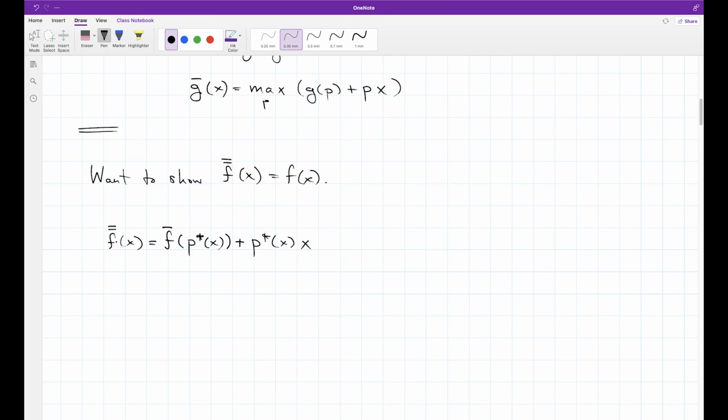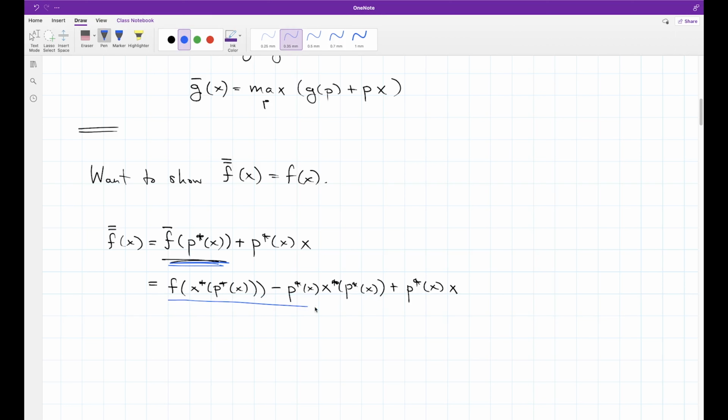Okay, so we have that f double bar of x is equal to f bar of p star of x plus p star of x times x. And let's do that one more time so we can expand this term now. We'll get f of x star of p star of x minus p star of x times x star of p star of x plus p star of x times x is equal to the left-hand side. So just to clarify where things are coming from, this blue thing is giving us all of these terms as I just expand the Legendre transform by its definition. There we go, and then this stuff I'm just pulling down.